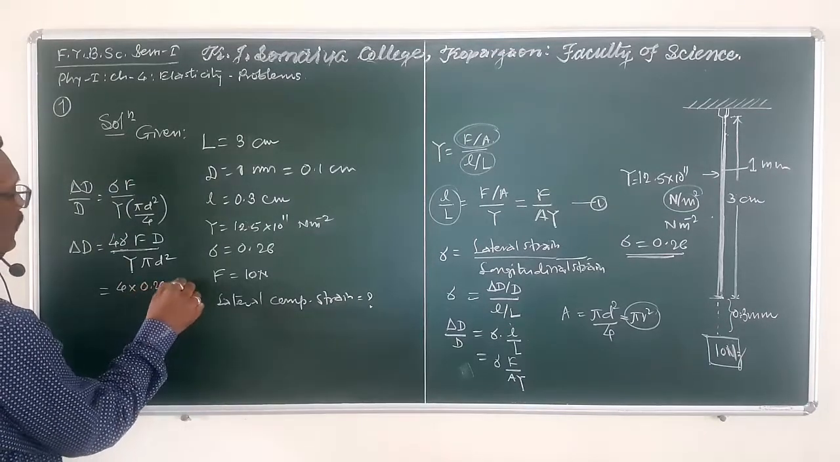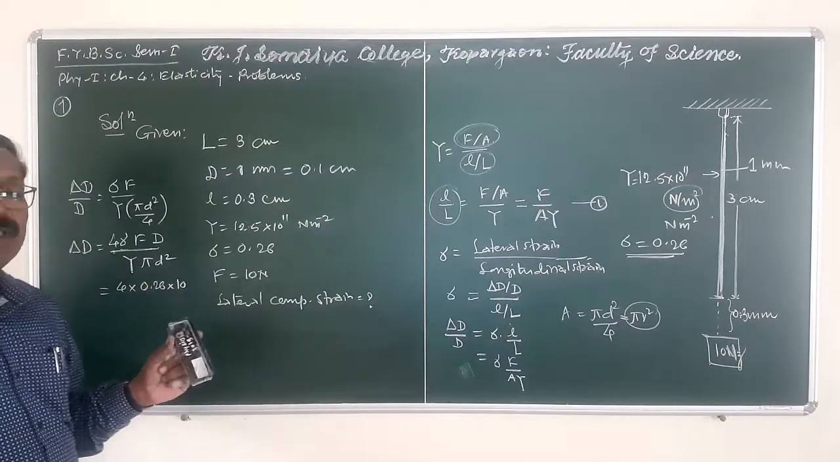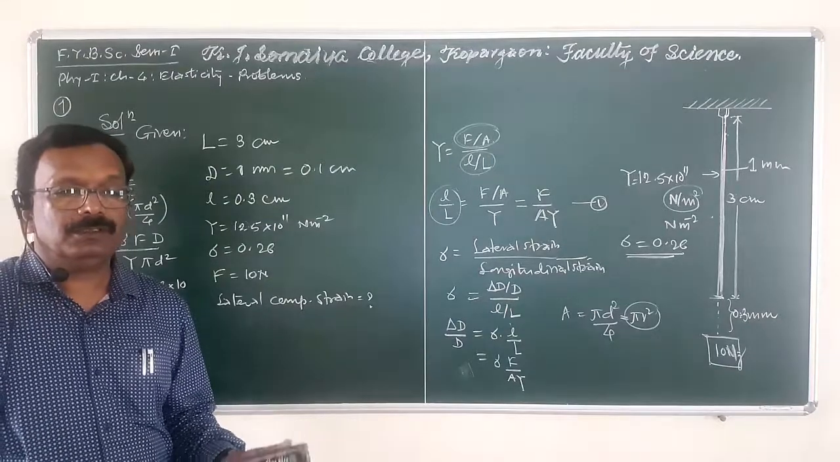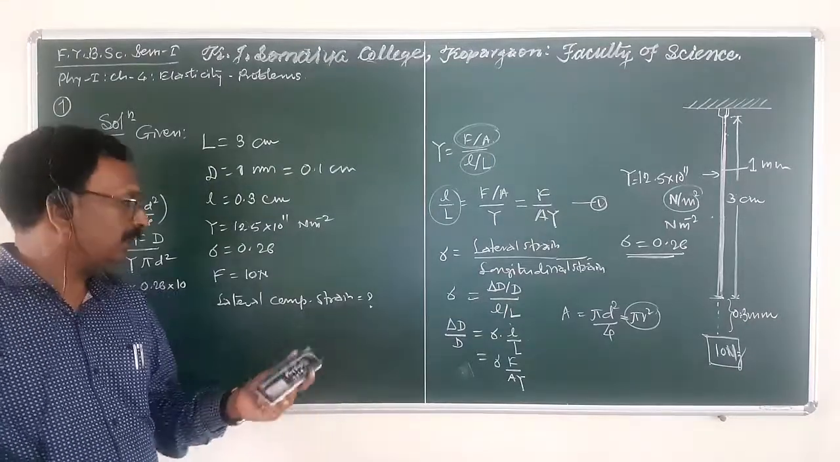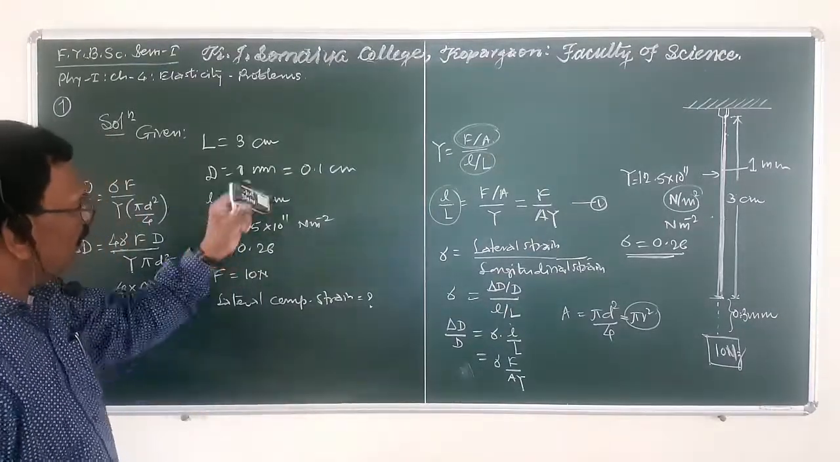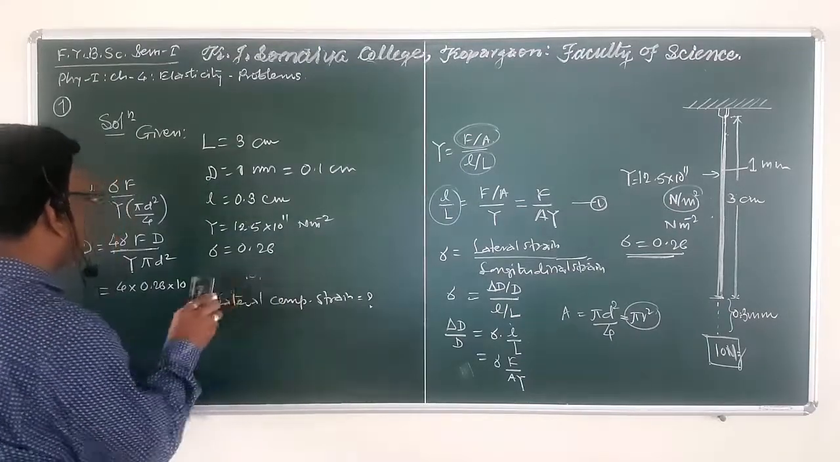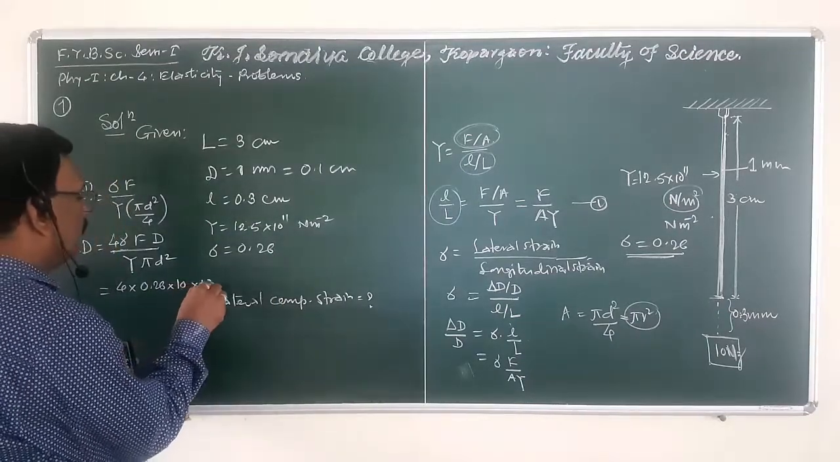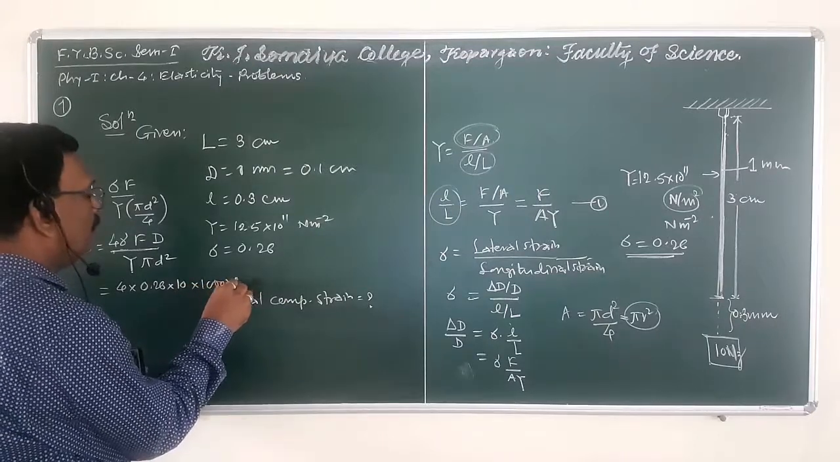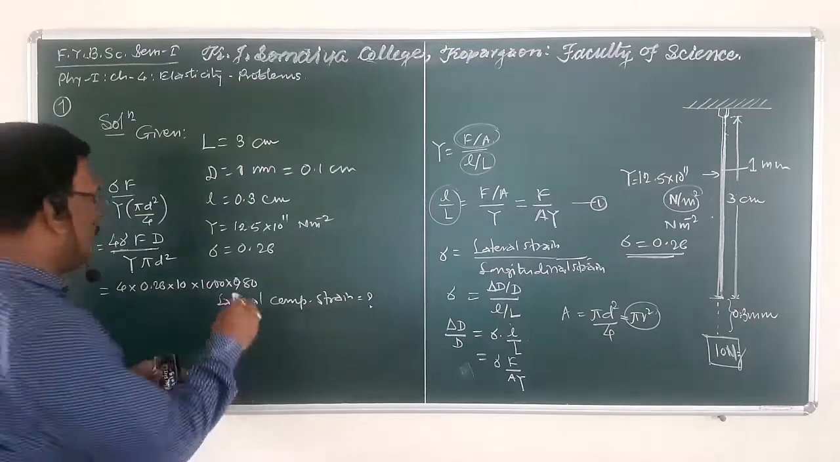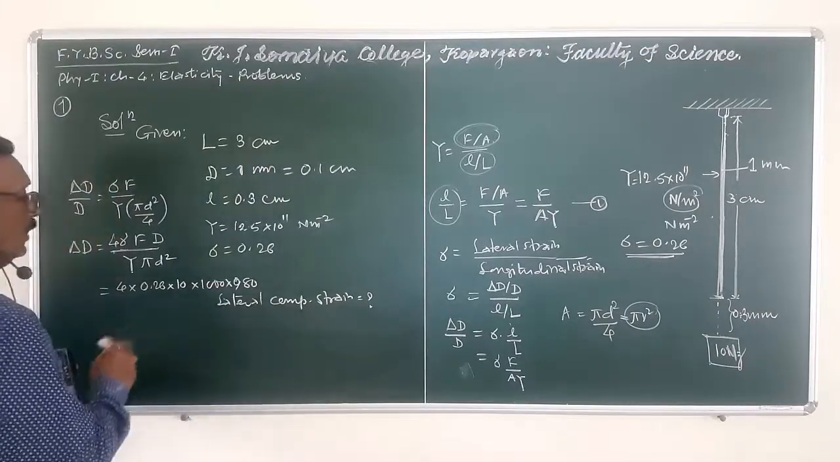0.26 into 10 Newton. Force is given in Newton, but you have to convert it into dynes because all the units are in centimeter. So when you convert this into dyne, 1000 into 980, you have to multiply this, and this is nothing but force in dynes.